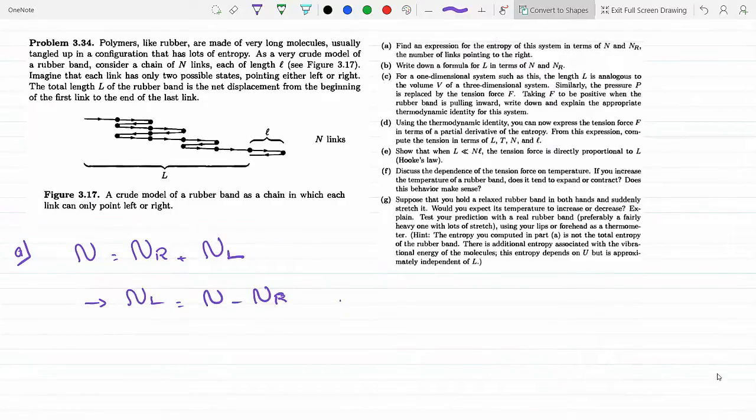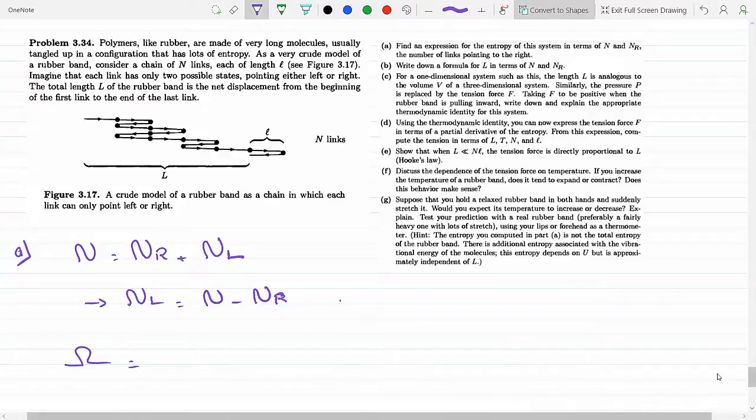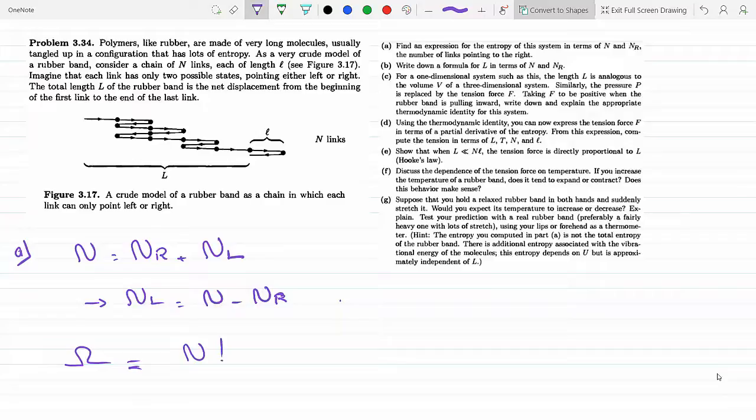Okay, and again we're going to model the system as that of coins, and we are looking at how many ways we can arrange the links in the chain. So we're going to find the multiplicity using the same formula, except here the total is n factorial over nr and nl factorials, and we're going to replace nl by n minus nr.